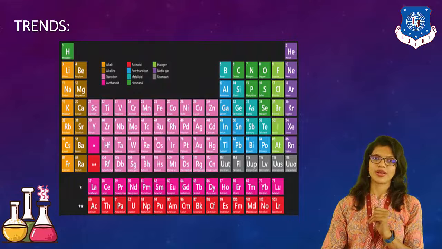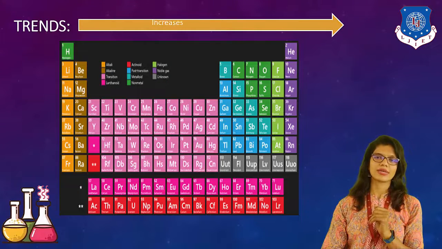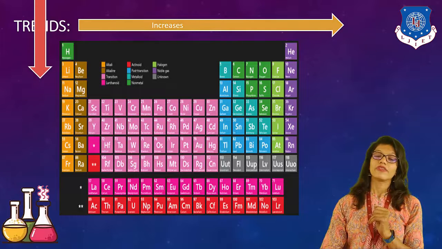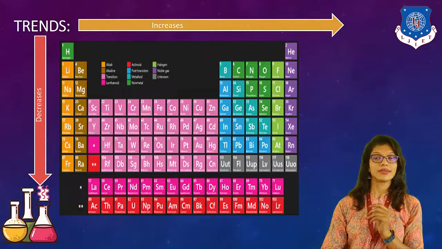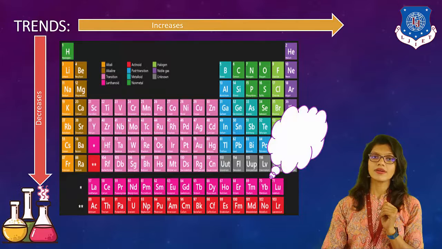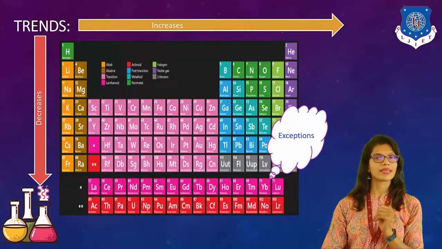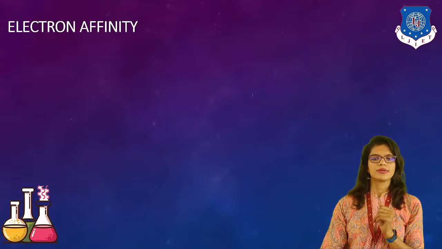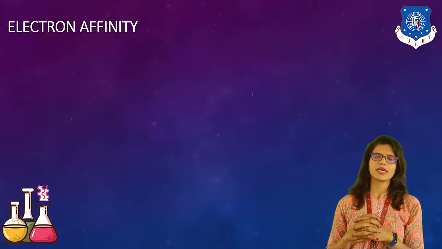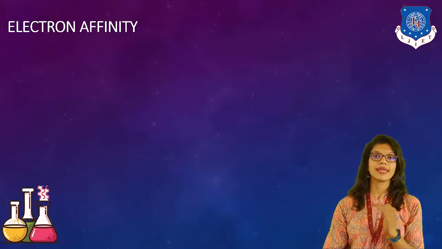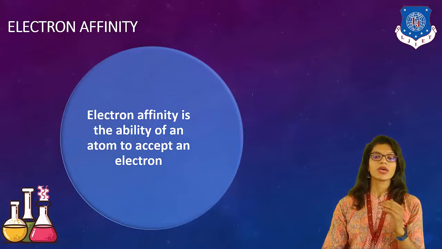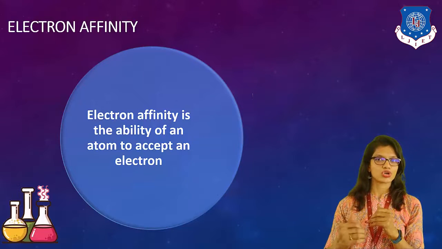Here, let's observe the trends. When we move from left to right, it increases. And when we move from top to bottom, it decreases. Again, here we have exceptions like noble gases as well as the lanthanide-actinide series. Our next property is electron affinity. Again, hear the word electron affinity, right? Electron affinity is the ability of an atom to accept an electron.